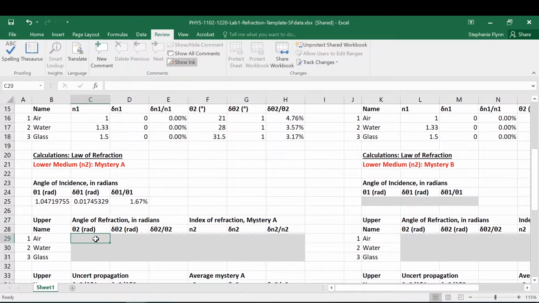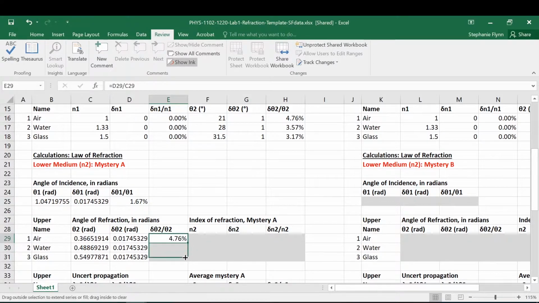Now I want to do the same thing for my angle of refraction. So I'm going to start typing radians, and I want to pick my theta 2 up here, close the bracket, and I can drag the formula to the right. That's going to convert my uncertainty. And now I can also drag the formula down, and I've done all of my conversions to radians very quickly using the Excel built-in function. And I'm going to add in my percent uncertainty here and drag this down as well.